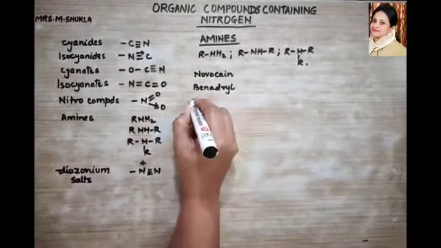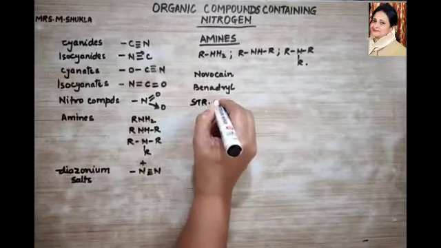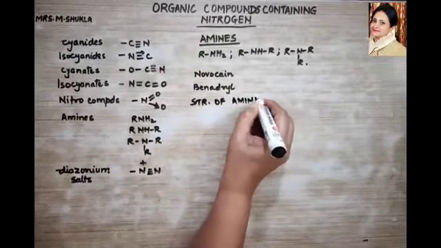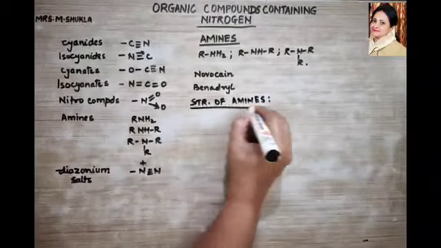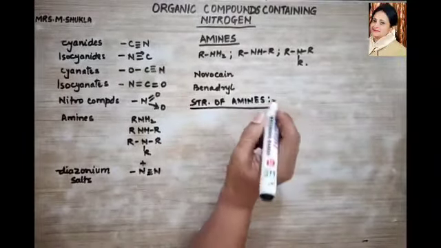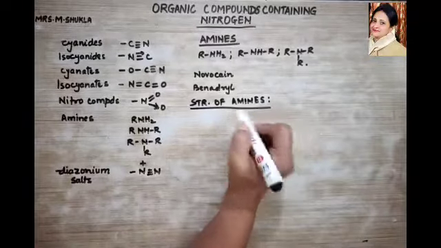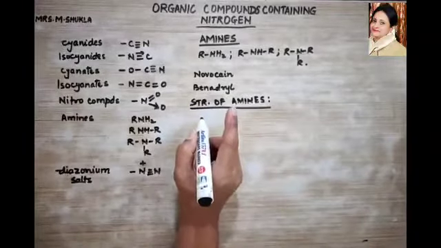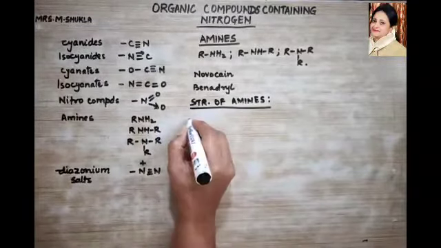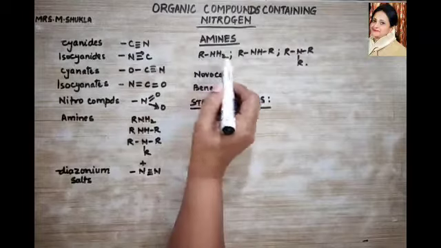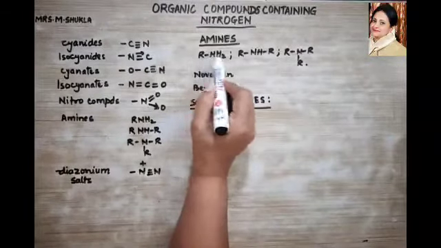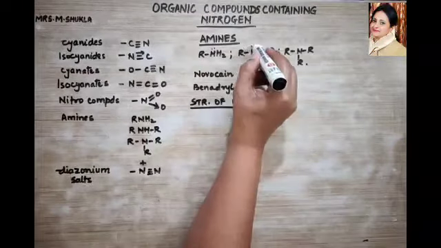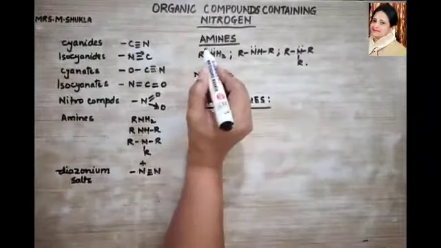Now coming to the structure of amines. To understand the structure of amines, first let us calculate the hybridization. What I'm going to write over here, you will look for the bond pairs and the lone pair. If I write it down like this, nitrogen has a lone pair, correct?